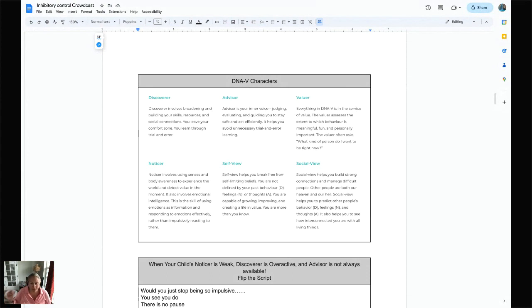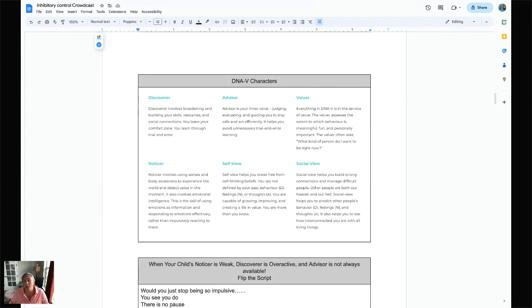And our noticer, which I think is the cornerstone of all the characters, notices body sensations showing up, emotions showing up, and the context around us. What skill are we going to deploy? If we don't notice, it's really challenging to decide which other character you might want to bring in for support. If you have children who love superheroes, sometimes these DNAV characters really resonate, because you can almost turn them into superheroes. And if you want to, you could even rename them.